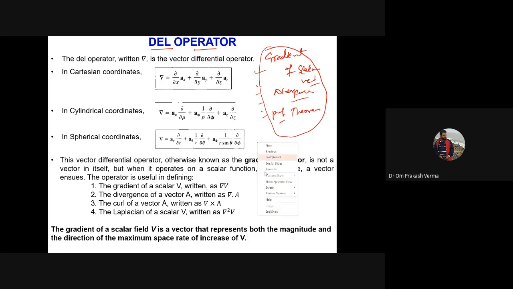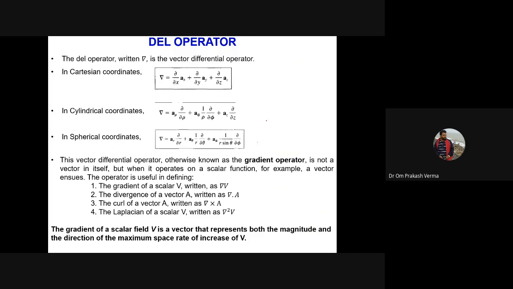So first thing is the del operator. I'm starting from this. You can say that the del operator is nothing but del/del x into ax plus del/del y into ay plus del/del z into az. This is the del operator, given by del/del x ax plus del/del y ay plus del/del z az.